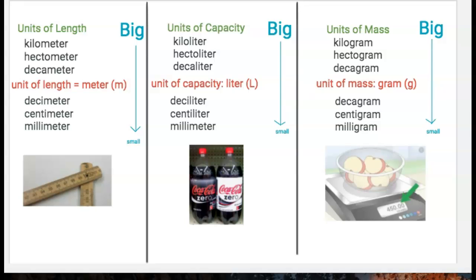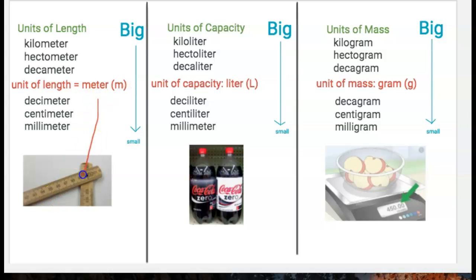So now that you guys had a brief look at the metric system in general, we're going to take a little closer look and see how it relates to what we already know. So we're going to start here with length. Length is measured in meters. Your meter is your basic unit of measurement.